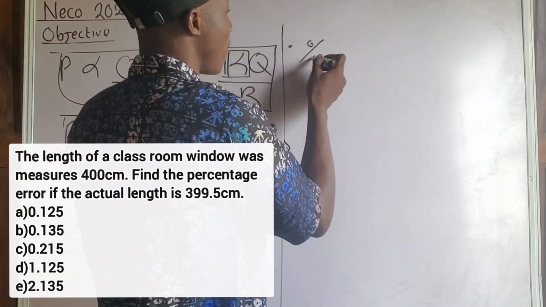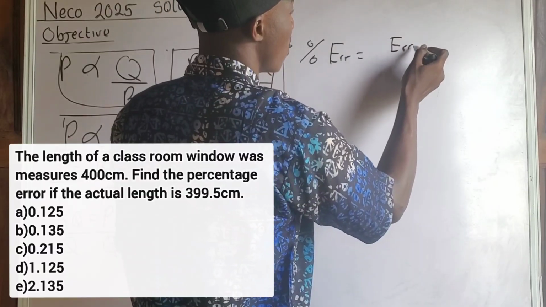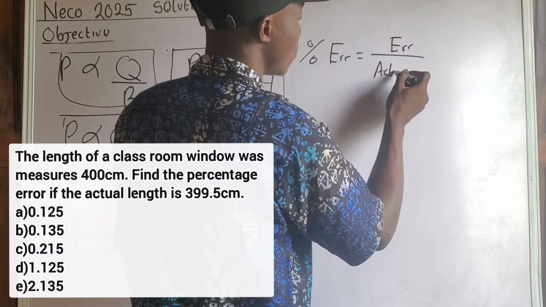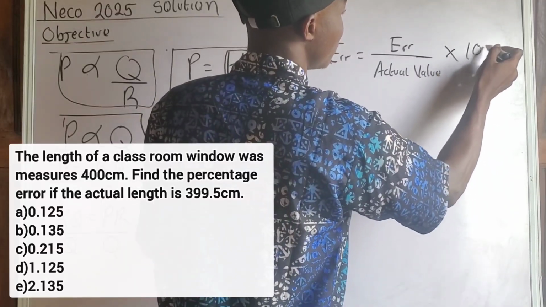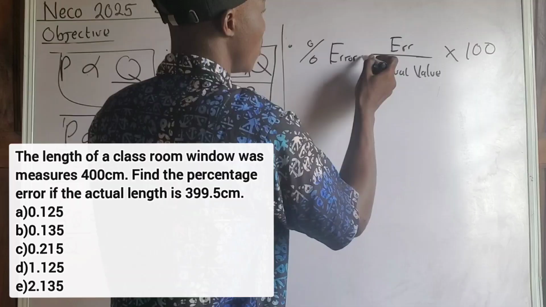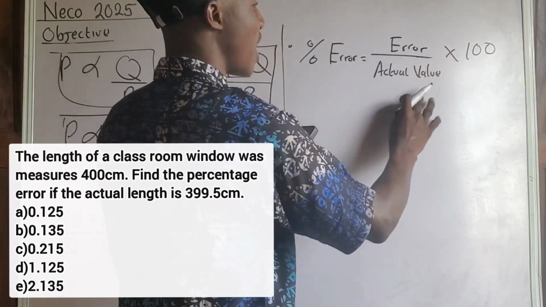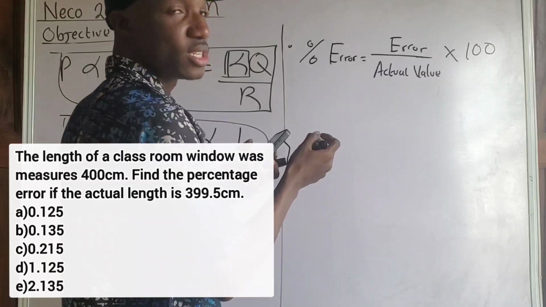Percentage error is equals to error over actual value, error over actual value multiplied by 100. This is the formula for percentage error. Do you understand? Percentage error is equals to error all over actual value multiplied by 100. Now, to get the error, listen to me. Listen.